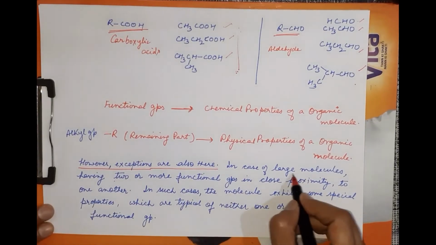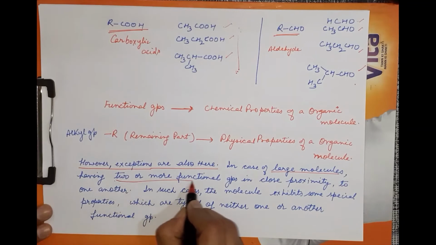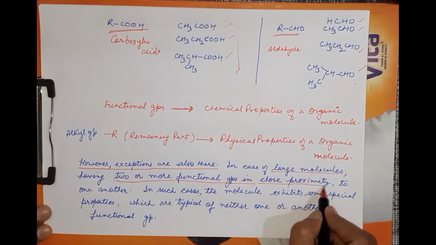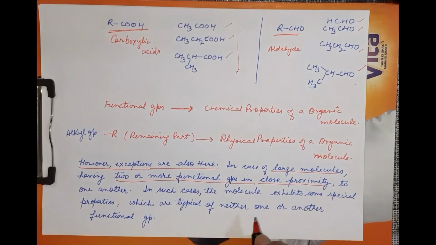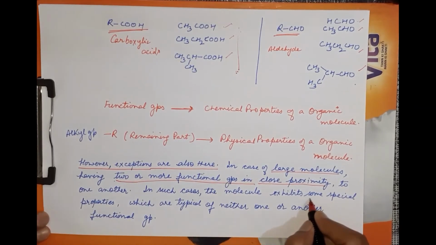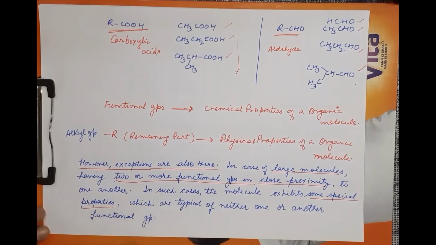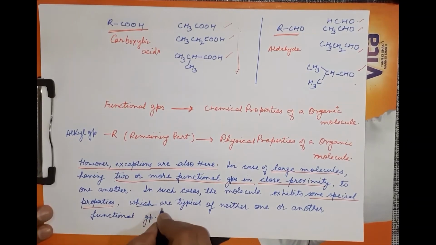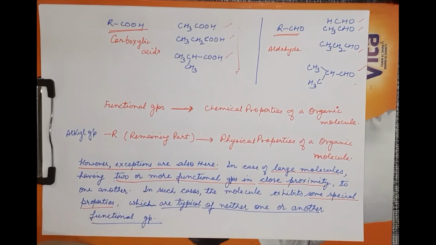functional groups. In such large molecules, where two or more functional groups are present in close proximity, the molecules exhibit special properties which are typical of neither one nor another functional group. So in such cases where the molecule is very large and more than two functional groups are present, they exhibit some special properties which are not specific to one or another functional group.